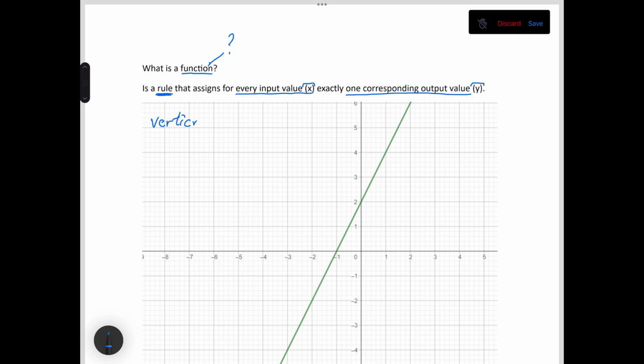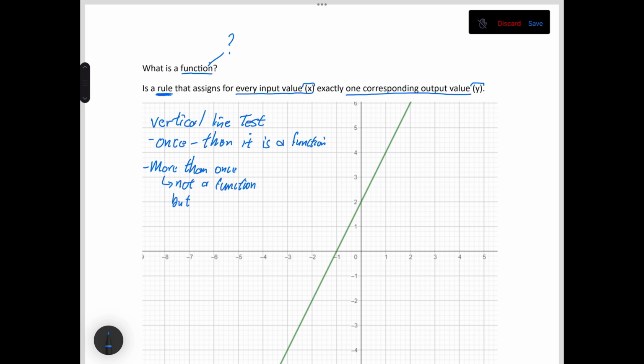So the following condition too. If you have a vertical line test, it's a line that's drawn down, it has to cut the graph or the figure once, then it will be noted as a function. In the case that it cuts it more than once, it will be considered not a function, but rather a relation.